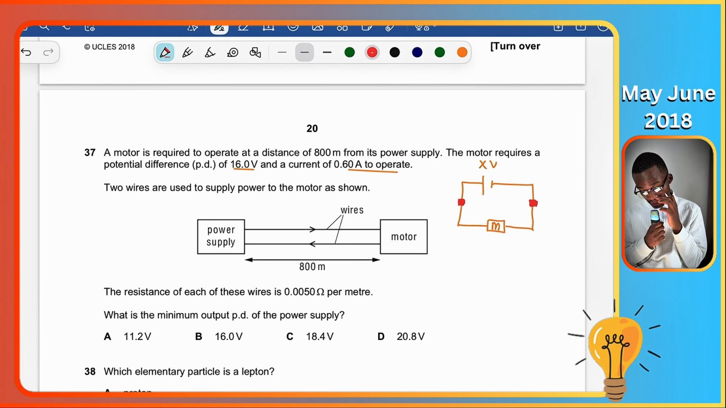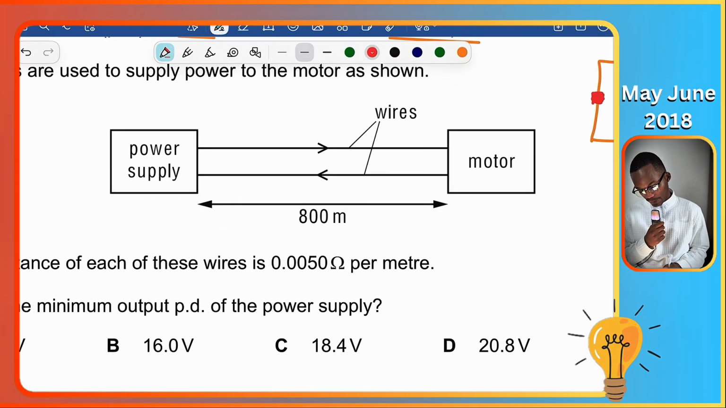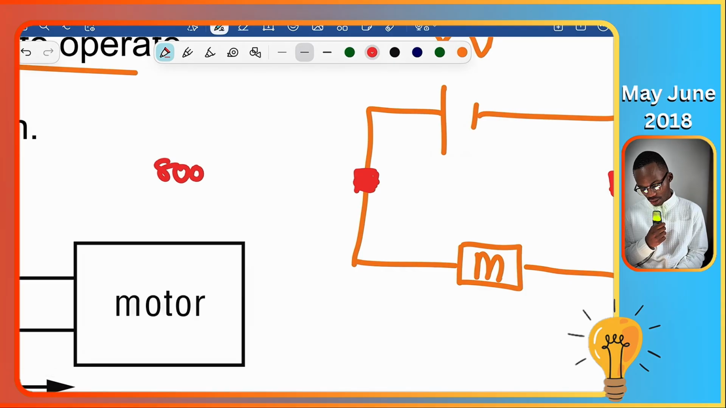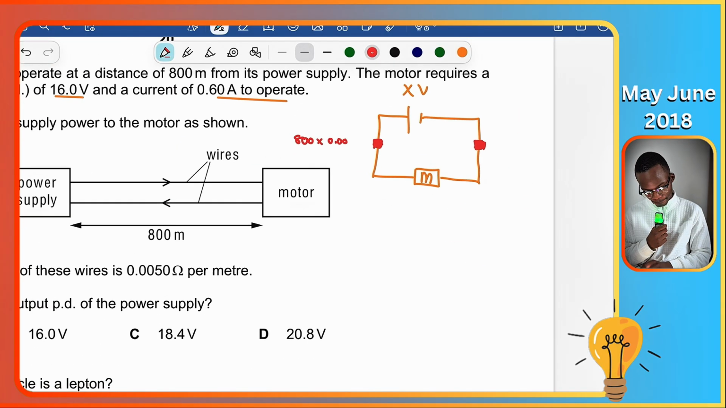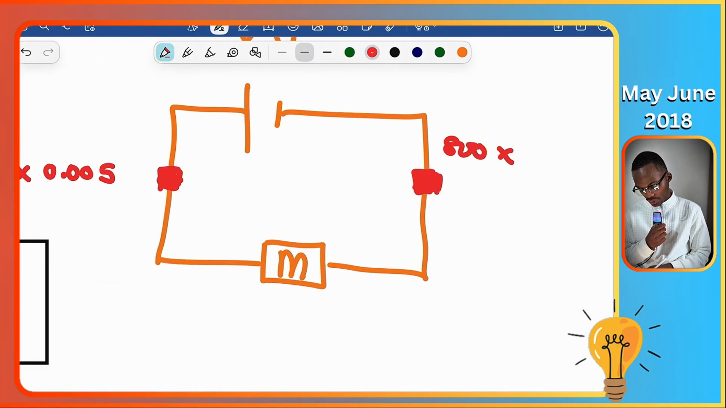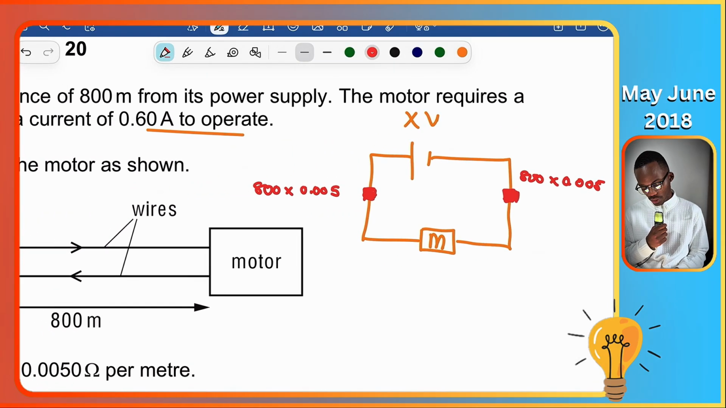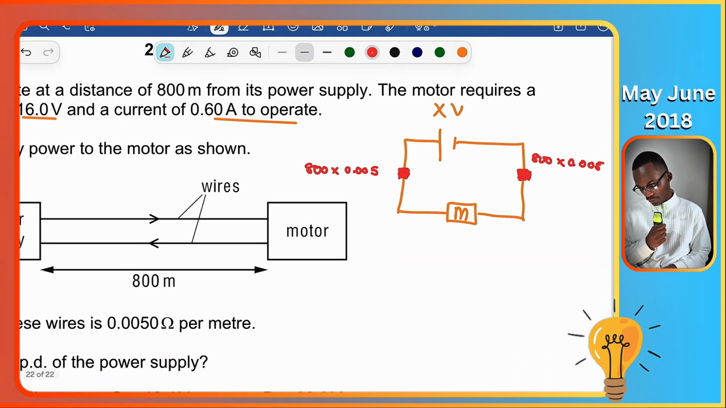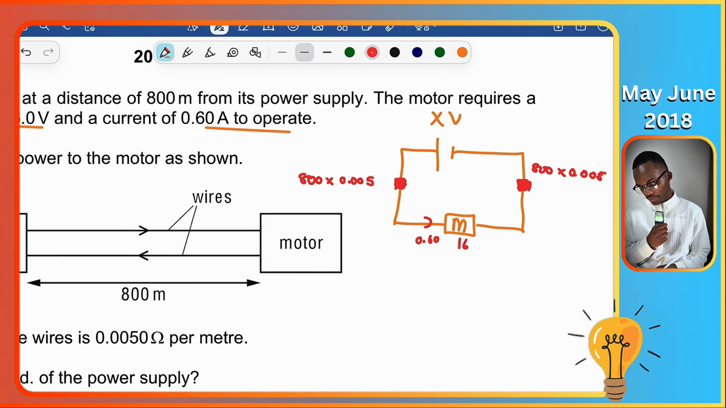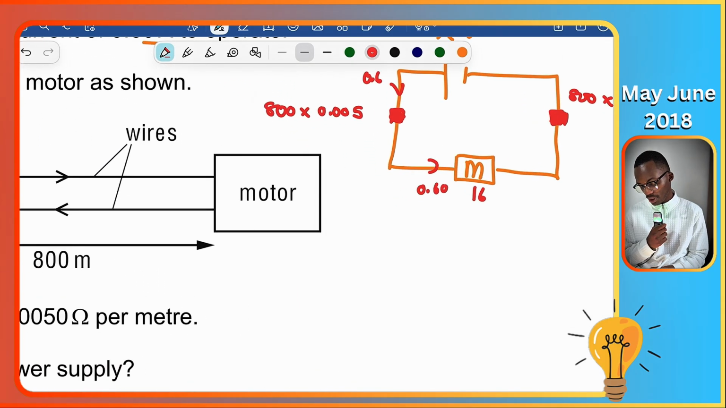So if you look at this, we have 800 meters worth, and each one has 0.005 per meter. So we can symbolize this with 800 times 0.005, and this one will also be 800 times that. Okay, so you can redraw this and make it look like this. So this one requires a current of 0.60 and a voltage of 16. So if there is 0.60 entering into this, what is the voltage that you experience across that?